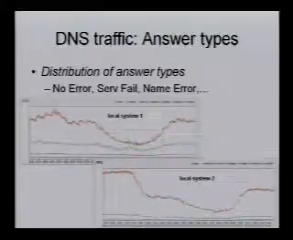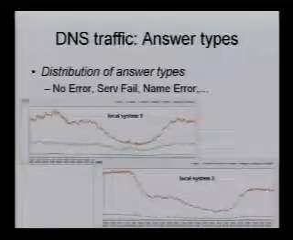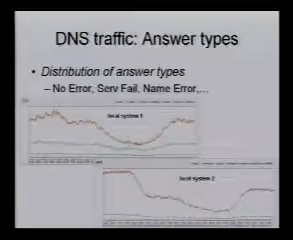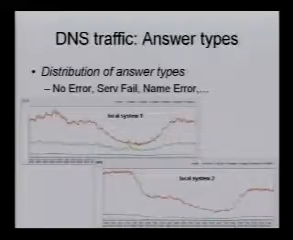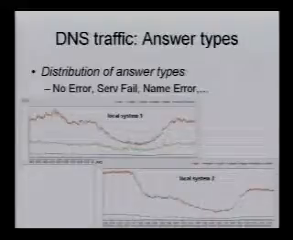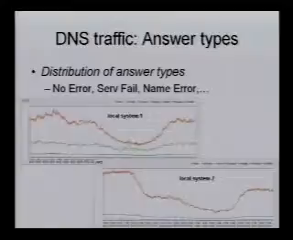This slide shows the answer types sub-menu of DNS traffic. These two graphs show the distribution of answer types: type no error, server fail, name error, etc. The type no error answers in local system 1 were incurred by users who generate PTR queries.